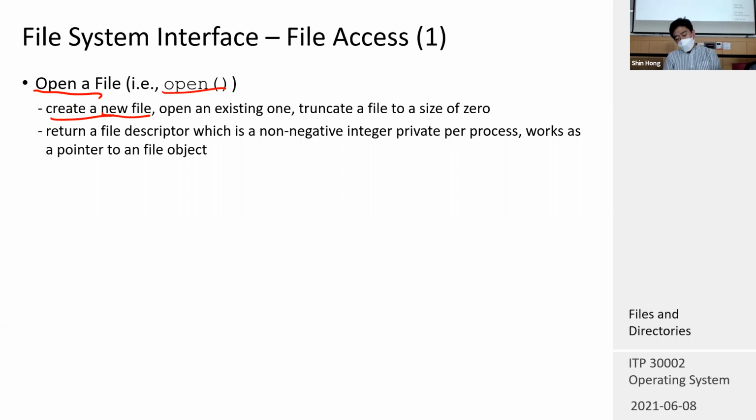And if the open system call receives a name that already exists, it makes the file available for the caller process to access.